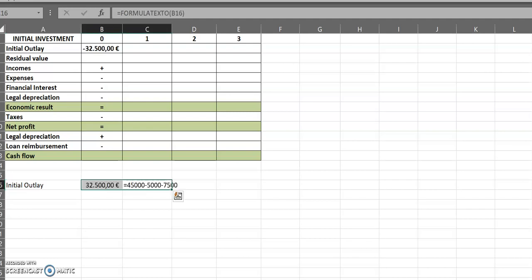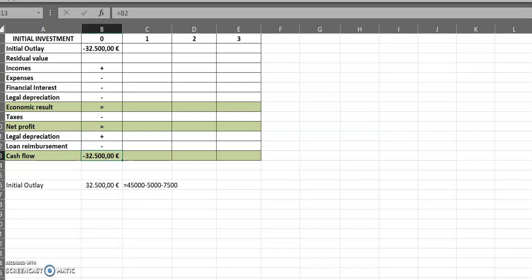So in this case, the initial outlay is going to be the 45,000 that it says is needed in order to create the company, minus the grant, minus the long-term loan that appear on the balance sheet. So that makes an initial outlay of 32,500, and this is what we are going to place in the chart as the cash flow for year number 0.